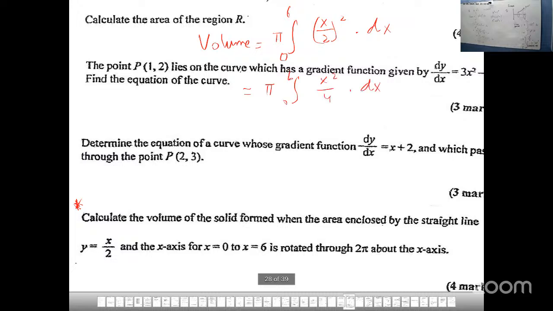Right, after you do that, don't forget, next week, learn about differentiation, please, for next week.